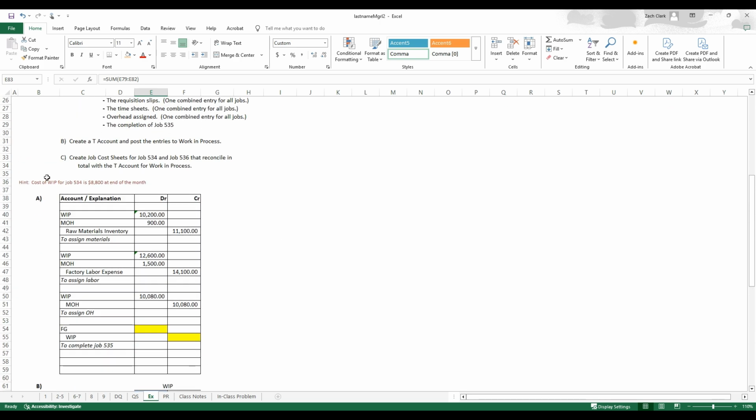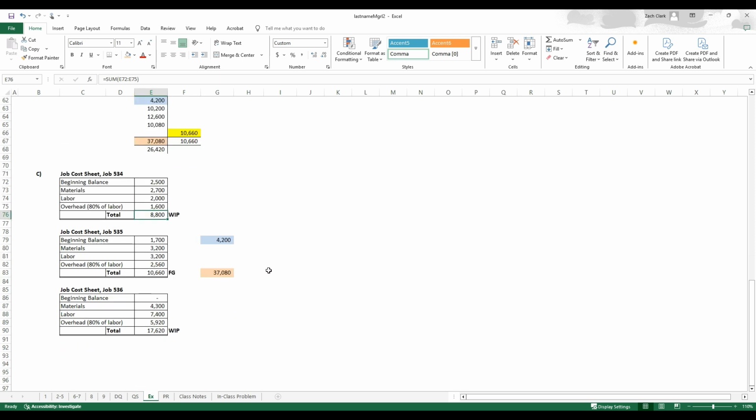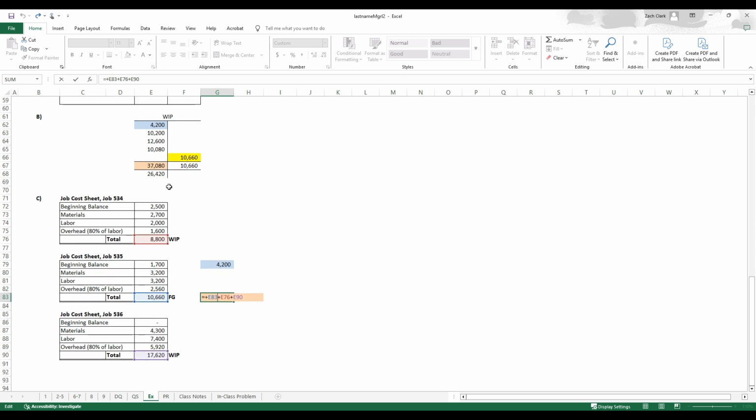And there's one little check too, right? 8,800 for 534. There's a little check. Okay, we got that part right too. But I think it's really important to prove to yourself, or be able to see, that the total ending, it all ties together. These are all pieces of the same puzzle here, basically, right?